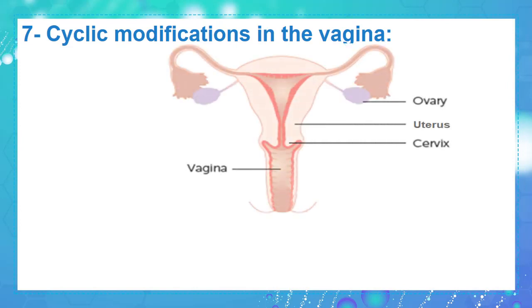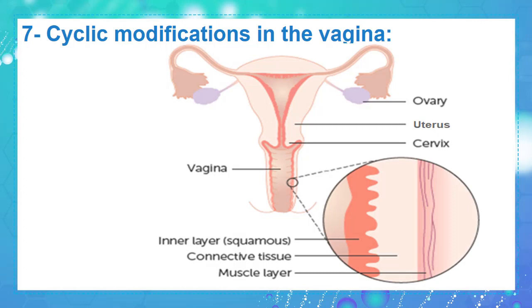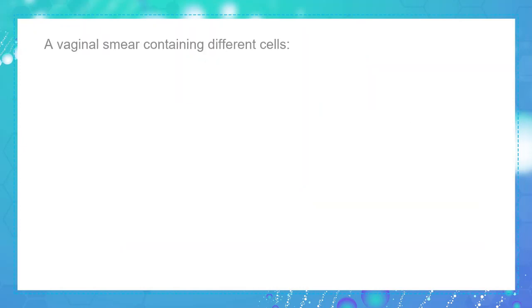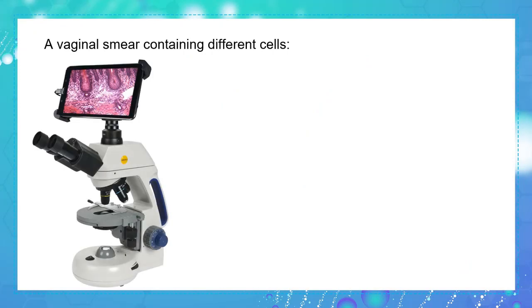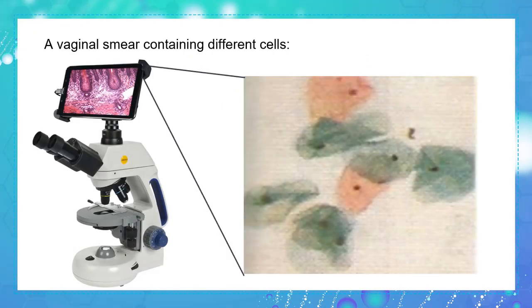On the other hand, and just like the uterine wall, the vaginal wall is also made up of layers. The inner layer is made up of basal stem cells and differentiated functional cells. If a vaginal smear is observed under the microscope after being stained, the basal cells will appear in green and the differentiated cells will appear in pink.